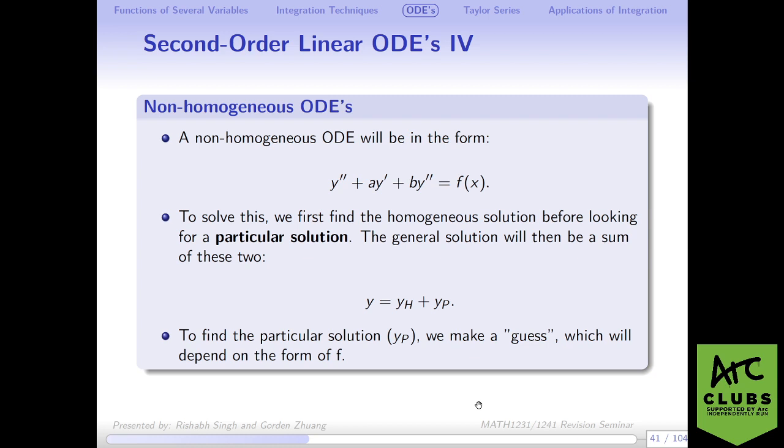And now for non-homogeneous ODEs, this is when we actually have something on the right, not just 0. But to solve this, we actually do need to find the homogeneous solution first, so we can get the general solution. Because when we have a homogeneous solution, if we sub it in, we'll get 0 on the right. So actually, if we add the homogeneous solution to a particular solution, and the particular solution is the thing that solves this, then it will also be a solution.